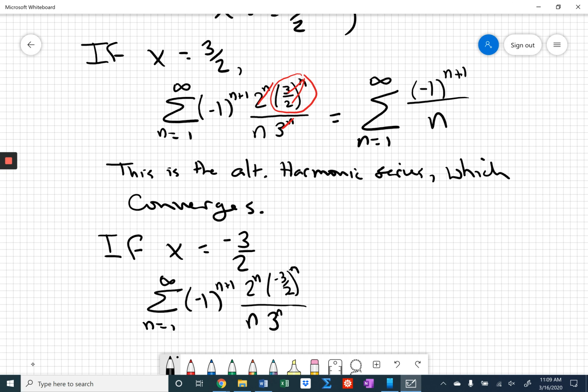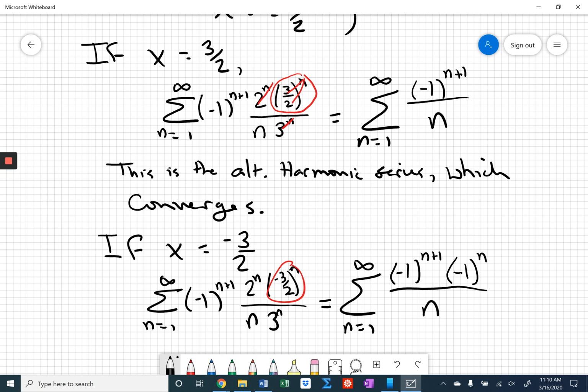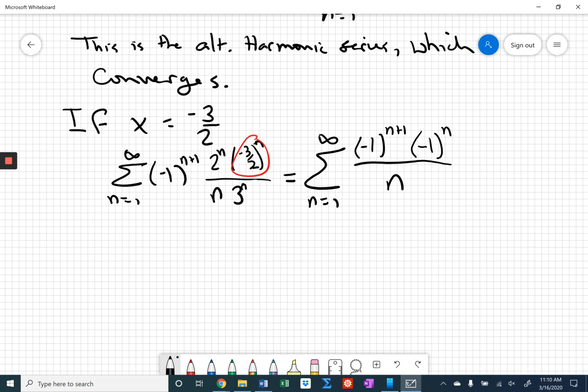In my expression here, I still got 3^n and 2^n, but I also have a (-1)^n. So a lot of things are going to cancel here, but there's still something left, unlike before. So I still have (-1)^(n+1), that was out in front. The 3^n over 3^n is going to cancel, 2^n over 2^n is going to cancel, but I still got a (-1)^n over n. What is that?